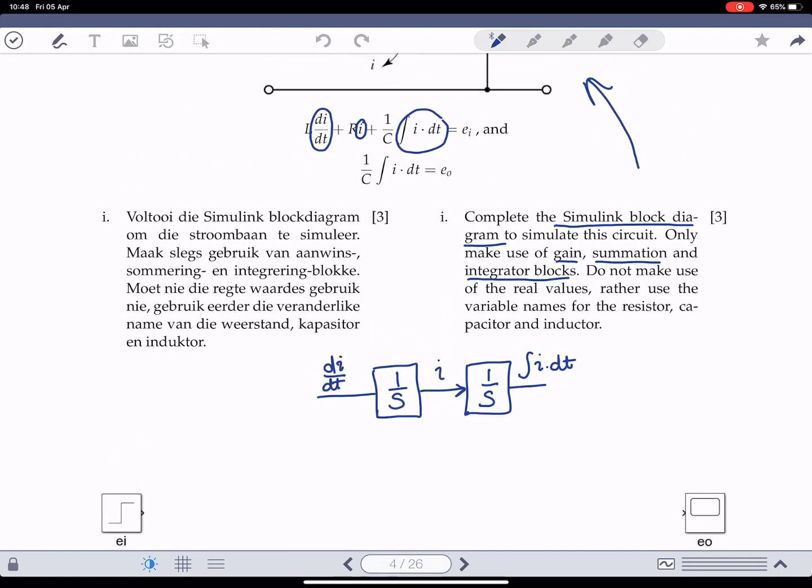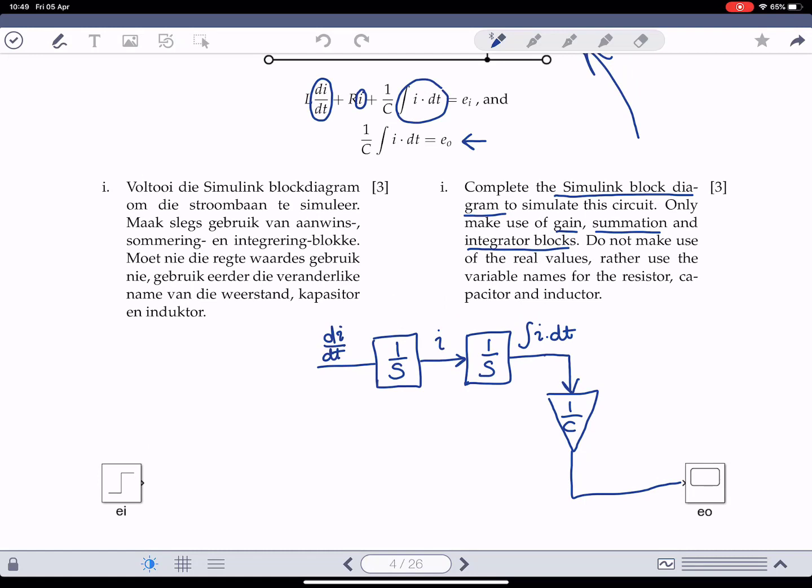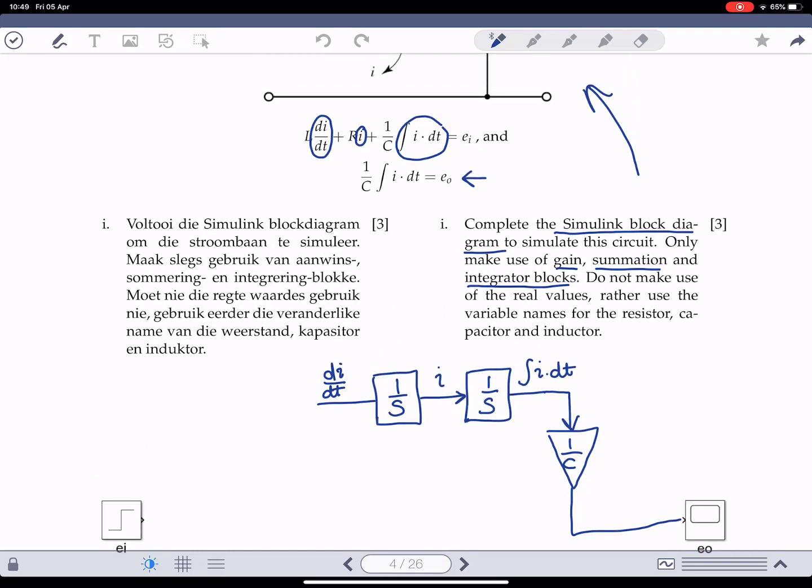current. Now, if I have a look at that output equation, what it does is it just takes this and multiplies it with 1 over c, like that, and there we have our output. Okay. So now we're almost done. The only question is, what is that?